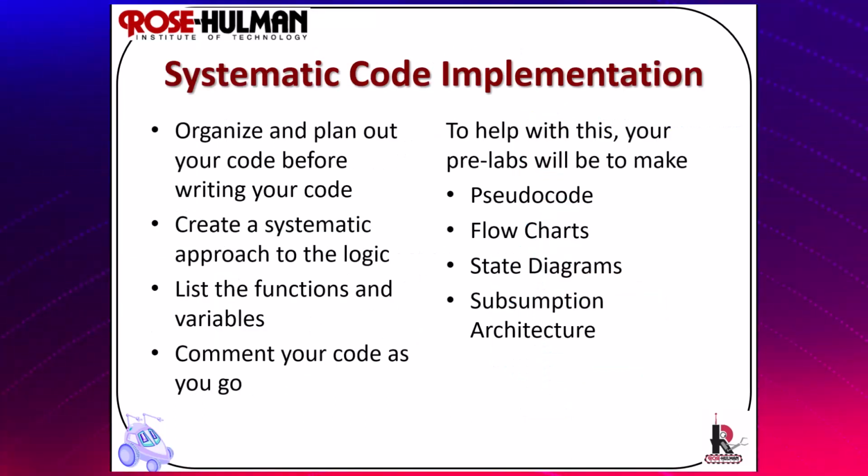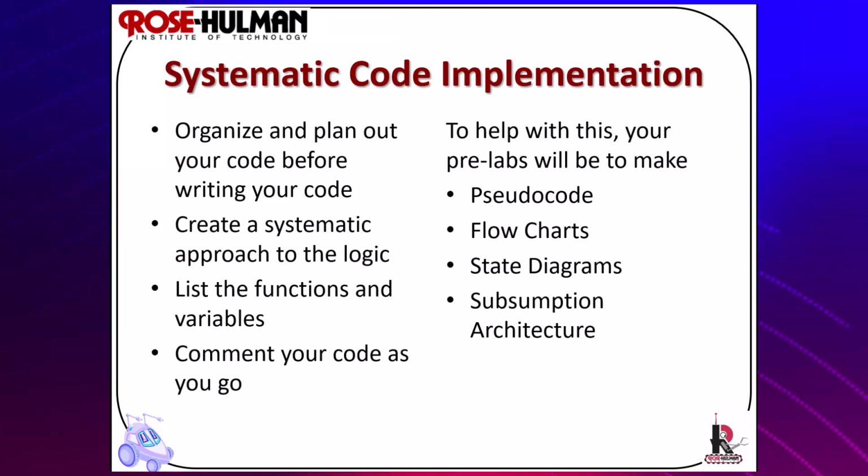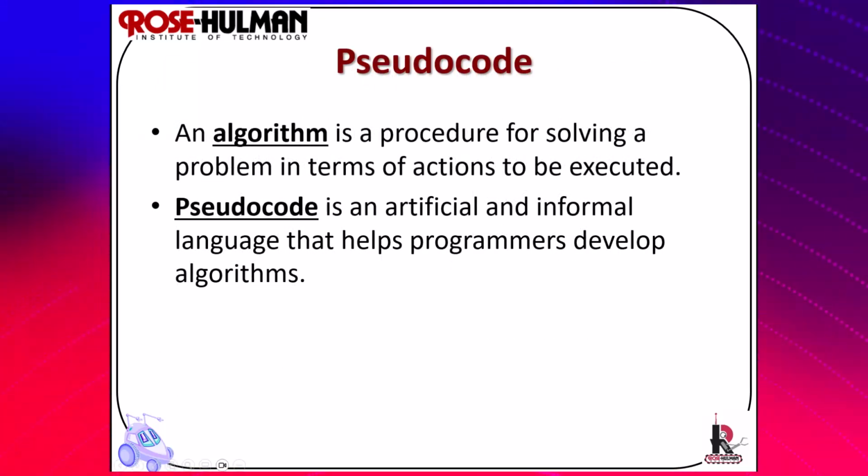So in part of the systematic code implementation process, you want to organize and plan out your code before you actually write your code. You want to use a systematic approach to the logic to understanding what functions you need, what variables you need, and also you want to comment your code as you go. Let your lab partner help in that process if it's their week to write up the memo while you're doing the programming. The different kinds of ways we would do software design plans in this course include pseudocode, flowcharts, state diagrams, and subsumption architecture. Sometimes I will tell you which one to create. Sometimes it'll be your choice. By the time we get to the final project, you have to have a software design plan, but I will let you select which one you want to do.